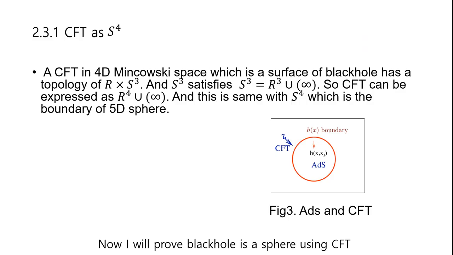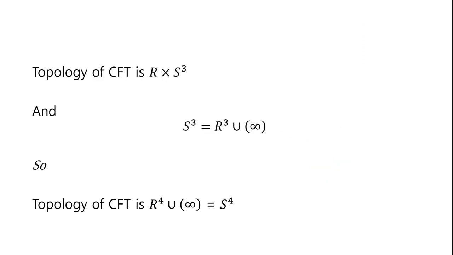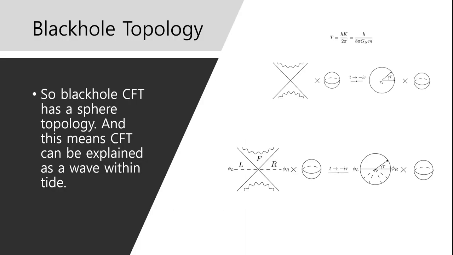This is a good proof of the fact. Now, I will prove the black hole is a sphere within CFT. A CFT in 4D Minkowski space, which is the surface of the black hole, has a topology of R multiplied by S3. And S3 is R3 plus infinity, so a CFT can be expressed as R4 plus infinity. And this is the same as S4, which is the boundary of the 5D sphere. Topology of CFT is R multiplied by S3, and S3 is R3 plus infinity, so the topology of CFT is R4 plus infinity, which is S4.